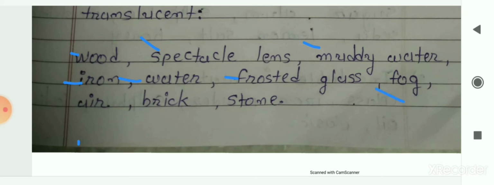Next is fog. This fog we can also see through but not clearly, as we find difficulty driving the vehicle in the winter season. So fog is a translucent material. Next is air. It is also a transparent material. Brick, through which we cannot see, as the wall is made up of brick, so it is the opaque material. Next is stone, through which also we cannot see, so it is the opaque material.